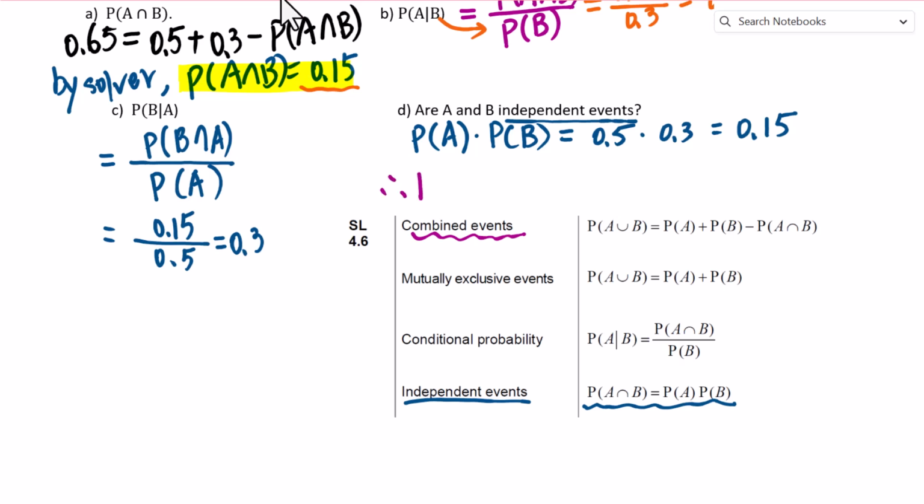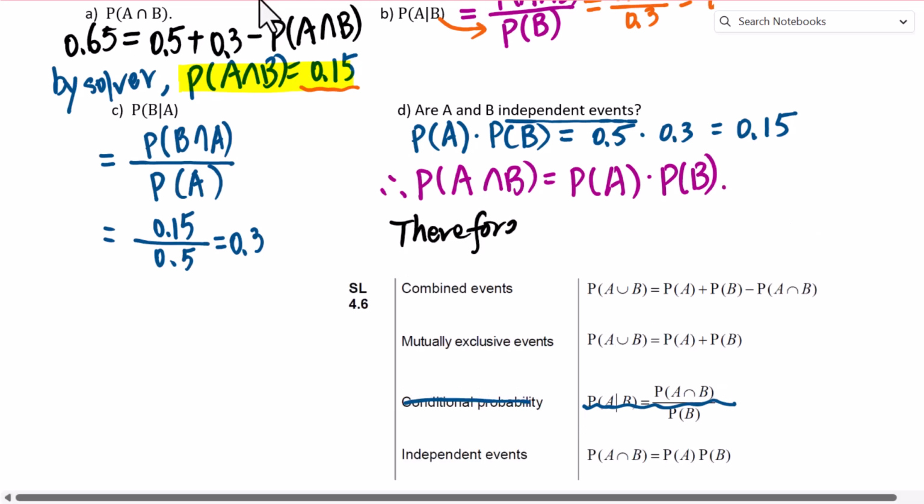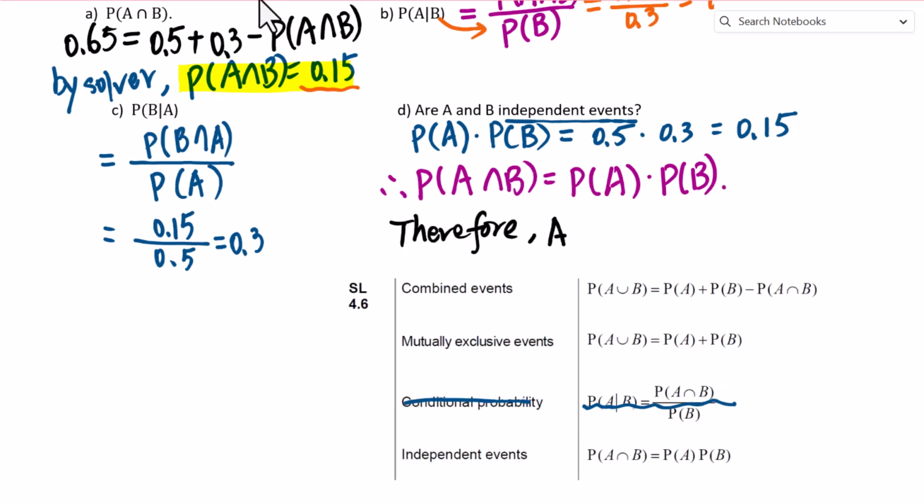So, probability of A intersection B equals probability of A times the probability of B. Therefore, A and B are independent events.